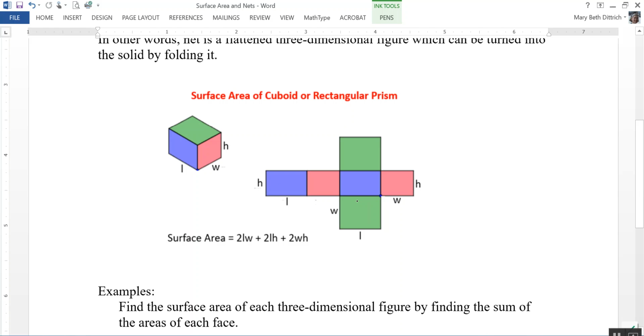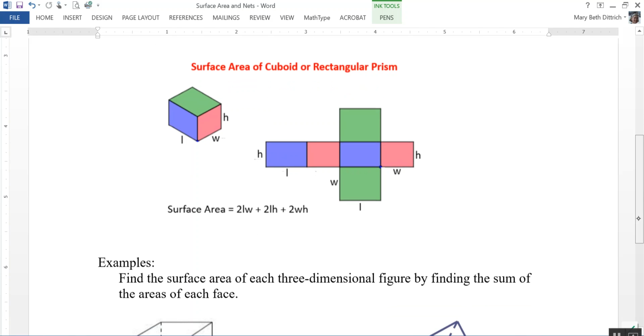So to find the surface area, you're going to do 2 times the length times the width, which is going to be the green area, plus 2 times the length times the height, which is the blue area, and 2 times the width times the height, which is the red area. So let's take a look at a couple examples here.